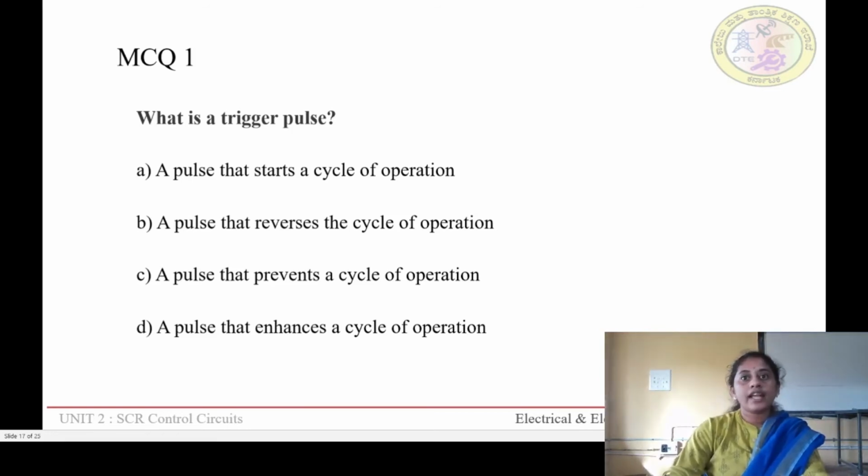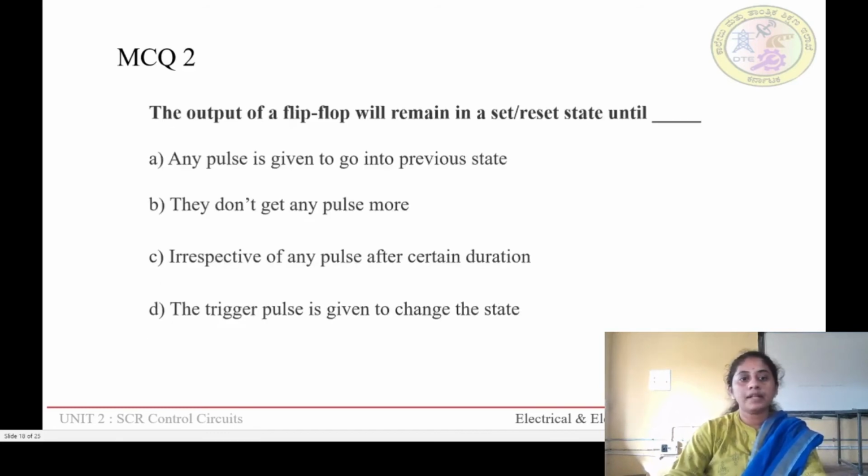In our digital firing scheme, which block produces the triggering pulses? Yes, you guessed it right. It is ZCD which produces the triggering pulse. Option A, that is a pulse that starts a cycle of operation, is the triggering pulse.